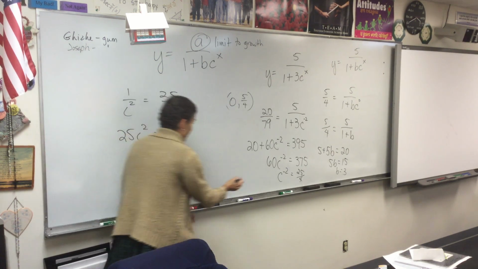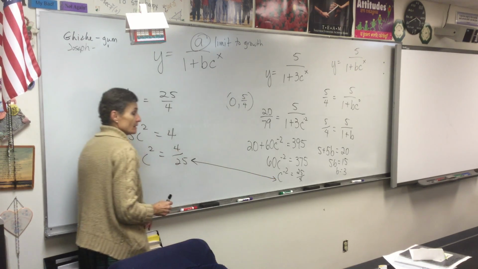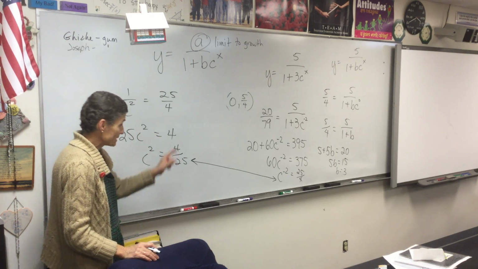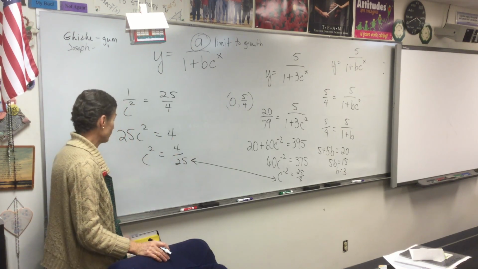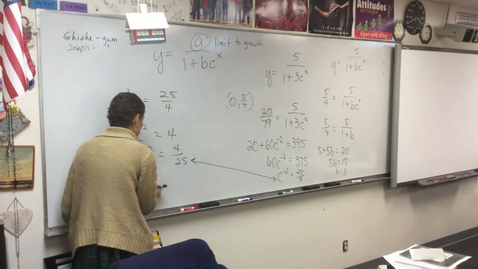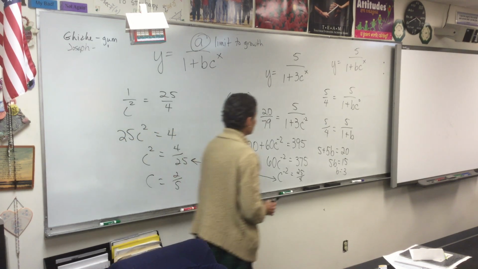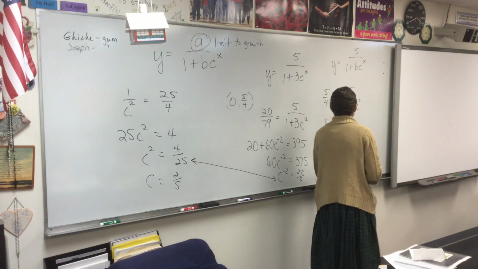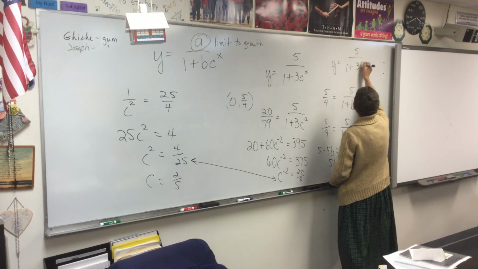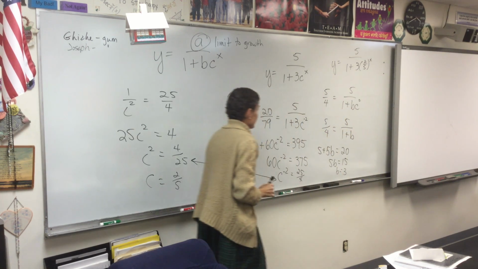Now, some of you are going to go straight from here to here, and that's okay, because you know what that negative does, it turns it over. So if C to the negative second is 25/4, then C to the positive second will be 4/25, which means C is what? 2/5. Isn't that nice how that all worked out? So our final answer is y equals 5 over 1 plus 3 times 2/5 to the x.